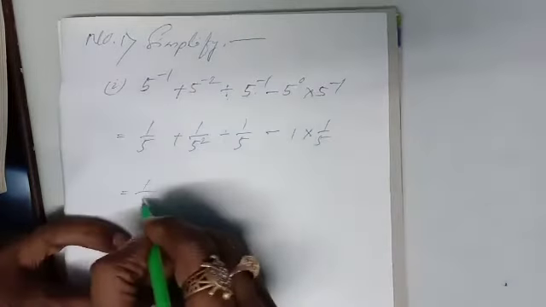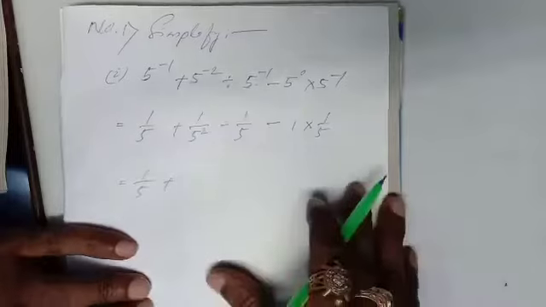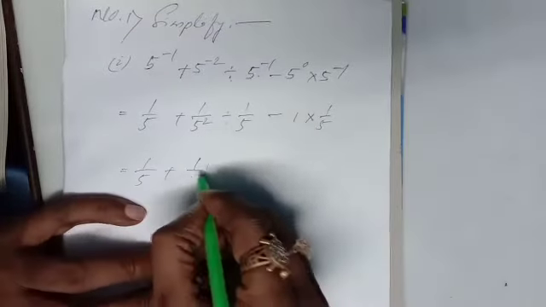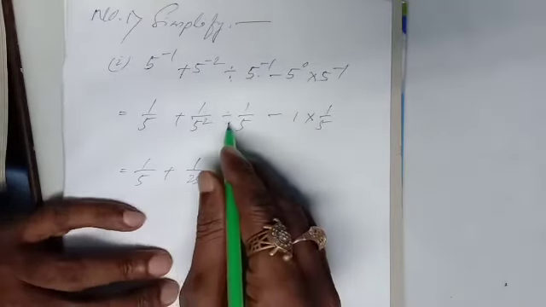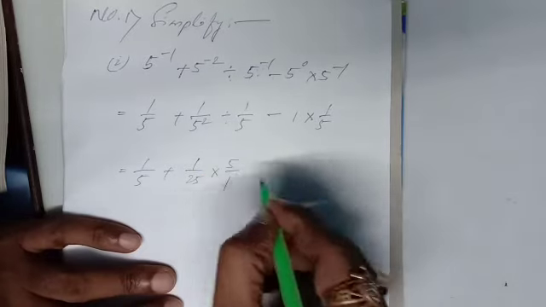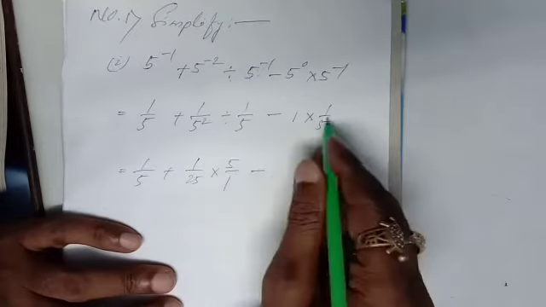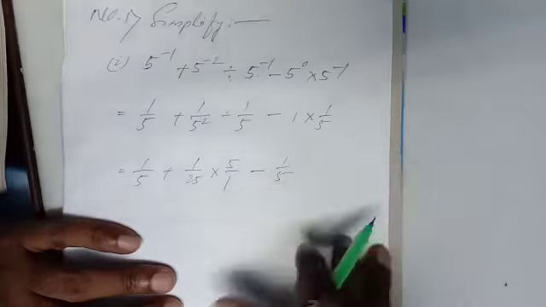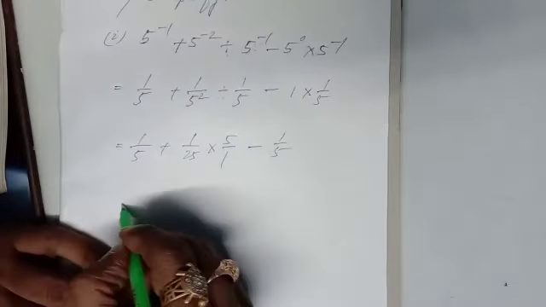Next you see 1 by 5 plus, this is 1 by 5 square, means 1 by 25. The division sign is given, so you have to write multiplication. This will be 5 by 1 minus 1 into 1 by 5, means this is 1 by 5. You have to simplify it in a proper manner.